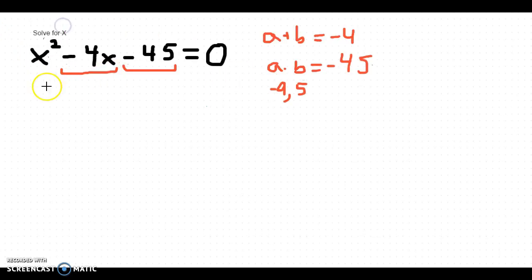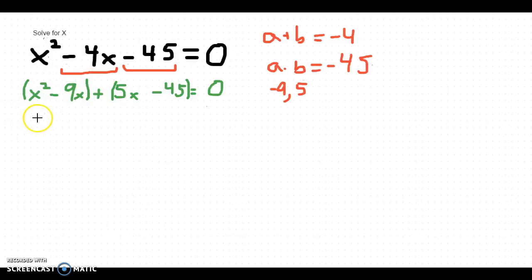And how we're going to do that is we're going to take this x squared, leave this x squared, and we're going to go minus 9x plus 5x. So the minus 9x plus 5x will equal negative 4x, minus 45 is equal to 0. And we're going to treat this function as two separate groups, this 5x minus 45 and this x squared minus 9x. And we're going to factor common factors out of each group.